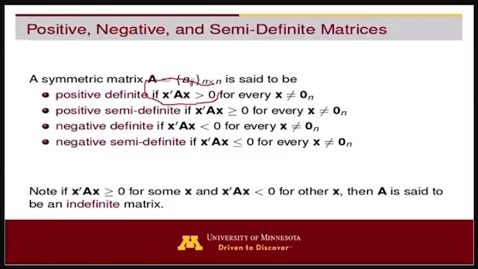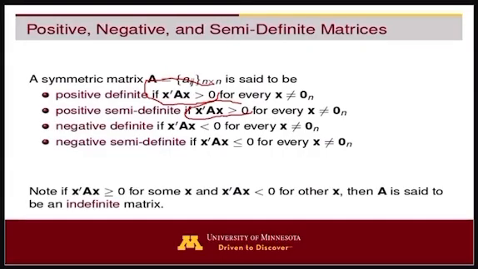It could be greater or equal to zero. If it is greater or equal to zero, we call that positive semi-definite. It could be less than zero. That is called negative definite. If it is less or equal to zero, then it is negative semi-definite.